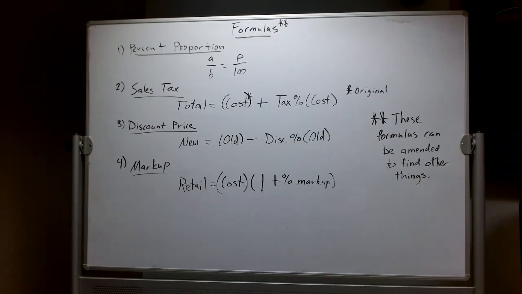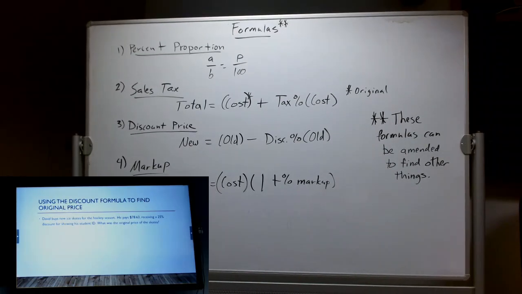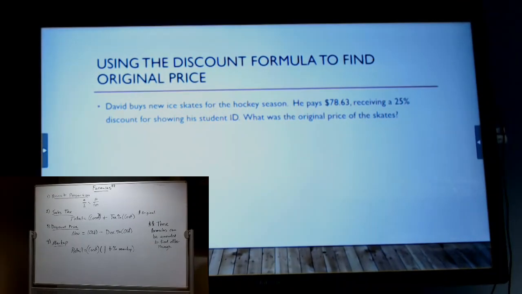So first question. David buys new ice skates for the hockey season. This will help the online folks if I switch the cameras. So David buys new ice skates for the hockey season. He pays $78.63, receiving a 25% discount for showing his student ID. What was the original price of the skates? All right.